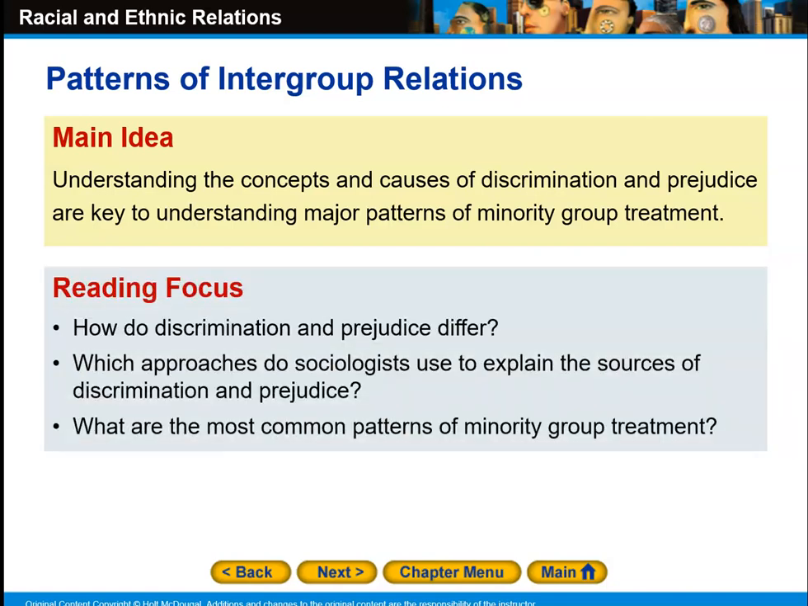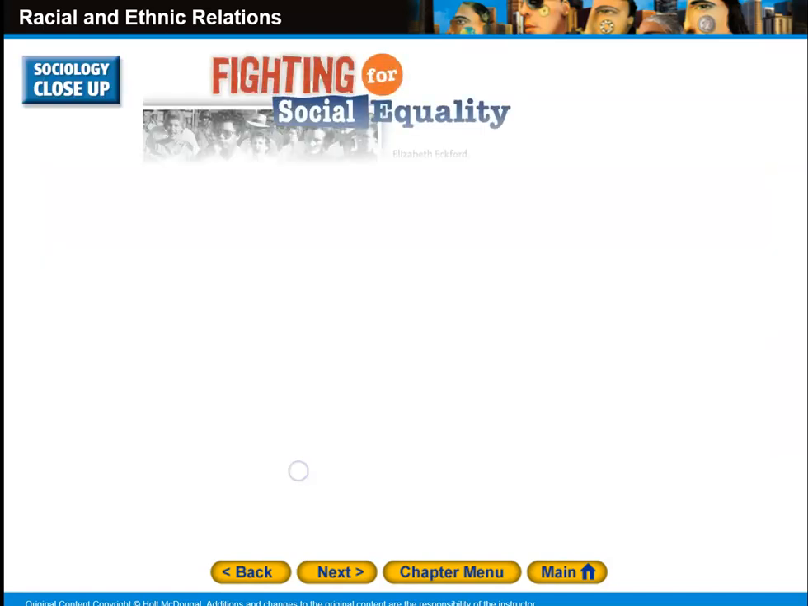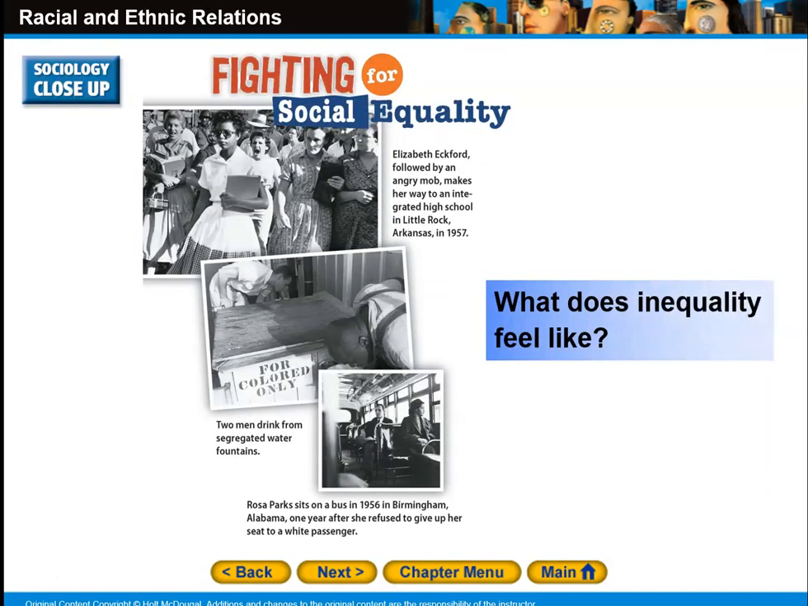So your reading focus for this section is: how do discrimination and prejudice differ? Which approaches do sociologists use to explain the sources of discrimination and prejudice? And what are the common patterns of minority group treatment?